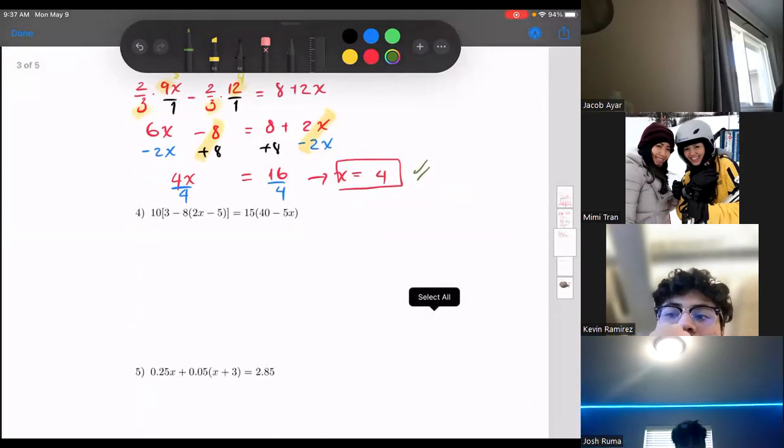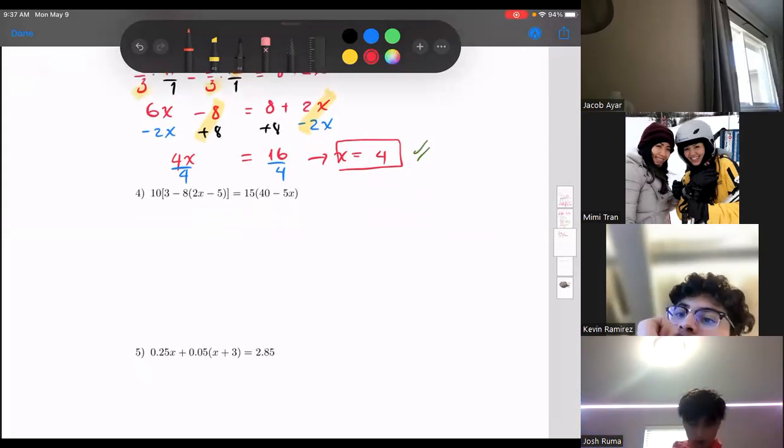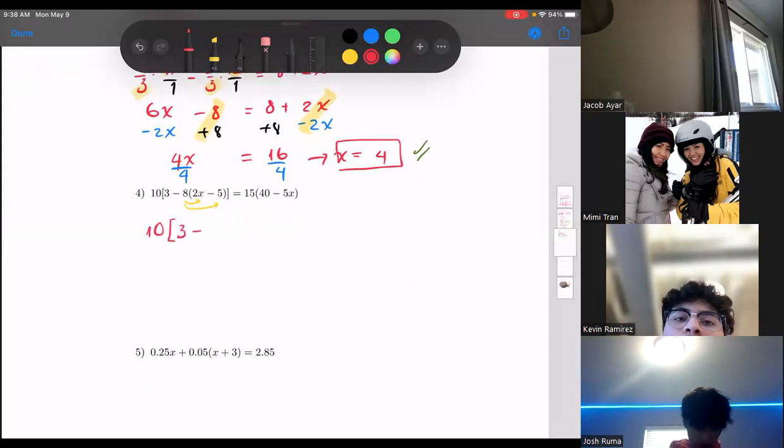All right, number 4. What do you think I should do first? I got parentheses within parentheses. Yeah, you're going to work from inside out, right? Just work your way from inside out. So first, I'm going to distribute the negative 8 into 2x and minus 5. So rewrite 10 and then 3 minus 8 times 2x is negative 16x. Negative 8 times negative 5 is positive 40.